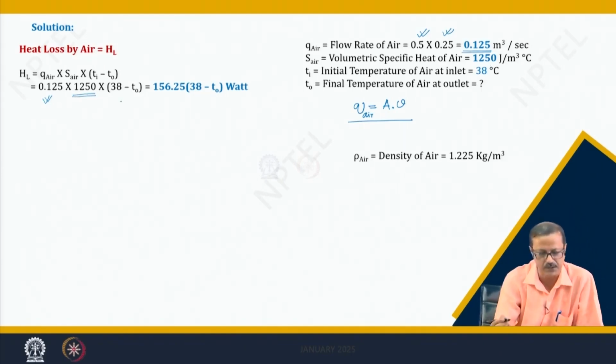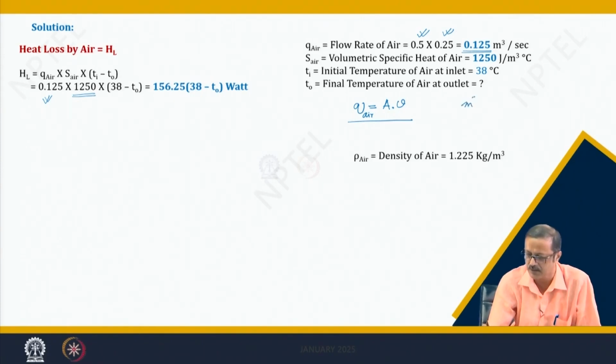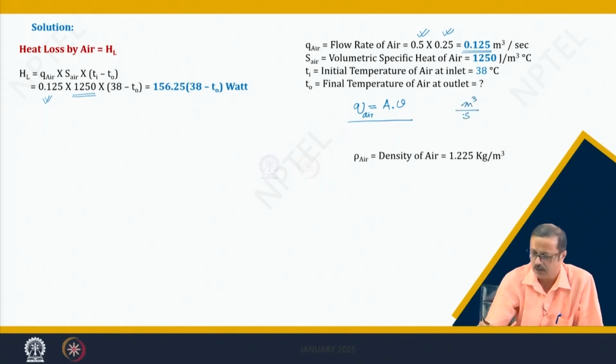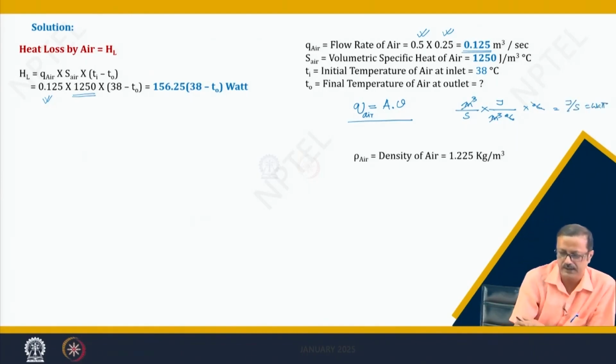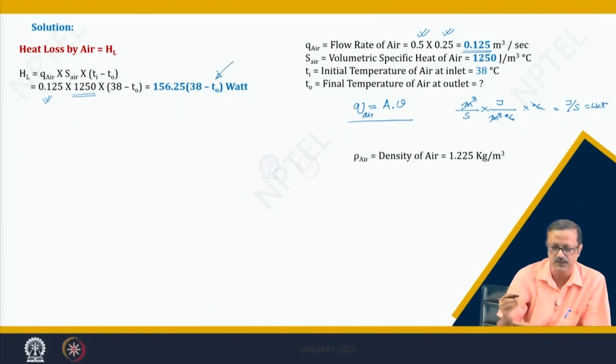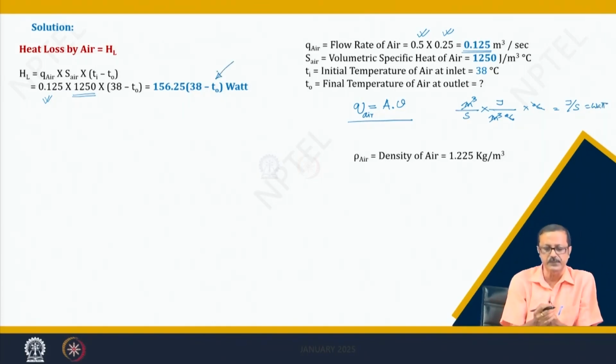So, again let me do the unit balance: this is meter cube per second I got, and then I multiplied with the volumetric specific heat, joule per meter cube degree C, and this delta T is in degree C. So, very similarly I got the value in joule per second. But this term is still yet to be found out, that is, how much is your treated air temperature. I have taken the air from the inlet at 38 degree; what will it be after this passive cooling, I have to find out.